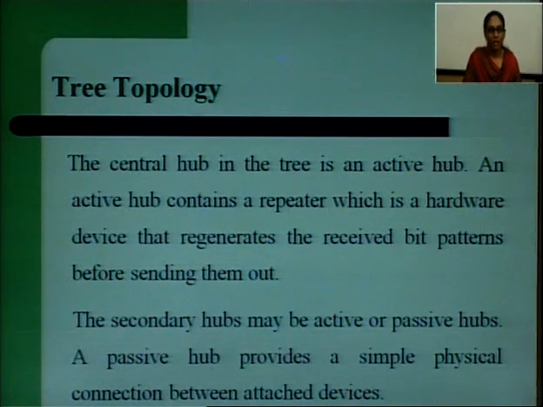The central hub is always an active hub, meaning the active hub contains a repeater, which is a hardware device that regenerates the received bit pattern before sending it out. The secondary hub can be active or passive. If it is active, it has a repeater which regenerates the received bit pattern before sending it out. But if it acts as a passive hub, it provides simply the physical connection between the attached devices.